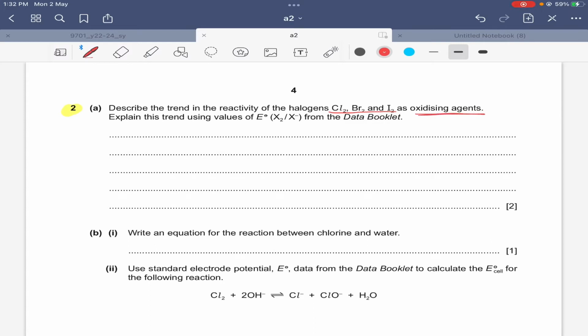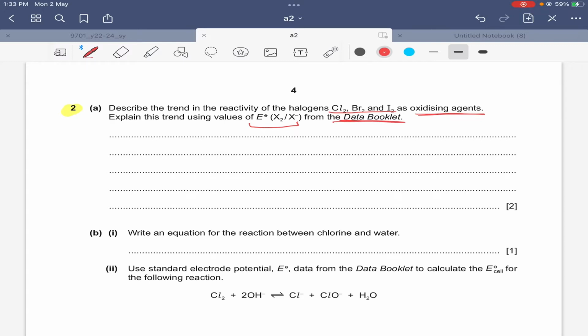Right, so we have to describe the trend of the reactivity of halogens as oxidizing agents. Either they are getting stronger oxidizing agents or they are getting weaker as oxidizing agents. Explain this trend using E0 values from the data booklet.